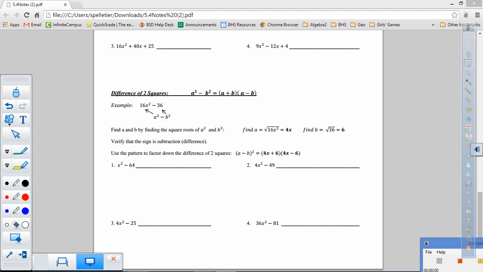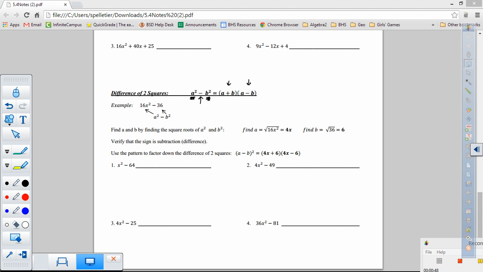Typically, when you have two terms, you want to look for difference of two squares. So you want to check if the first term is a perfect square and the second term is a perfect square and it's a difference in between. That's a big hint, difference of two perfect squares. And the difference of two perfect squares always breaks out into your two factors. One of them is always positive and one of them is always negative.